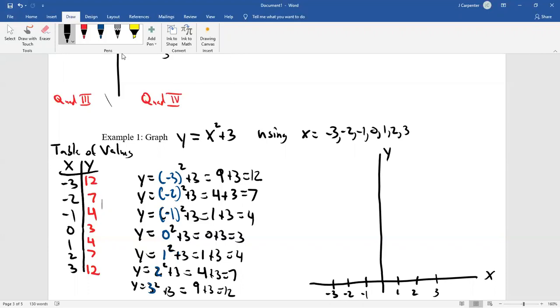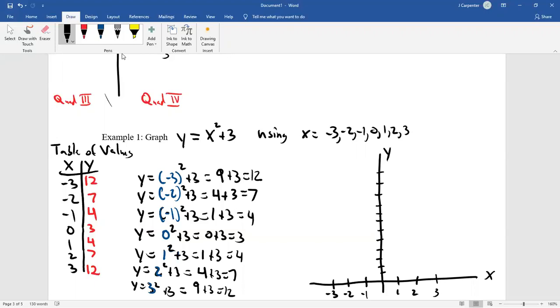My y values have a maximum of 12, so I need to go up 12. I don't have to go in increments of 1. I can go 2, 4, 6, 8, 10, 12. I can go 5, 10, 15. But that wouldn't really benefit me here because the numbers don't get outrageously large, and I'd have a lot of in-betweens. So 1, 2, 3, 4, 5, 6, 7, 8, 9, 10, 11, 12.